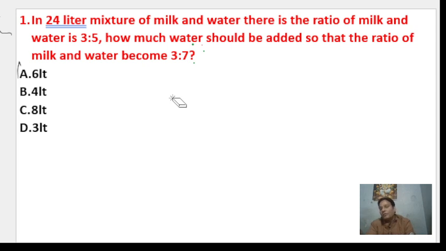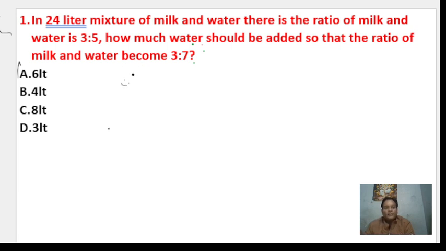I think you have the concept of ratio. The ratio concept will apply here. If you don't know the meaning of ratio, we are going to discuss a small example. I will try to help you understand what the meaning of ratio is.